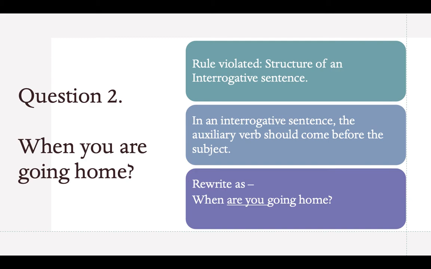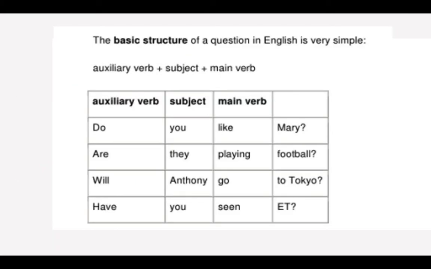Once you identify the problem, then you can rewrite it with your knowledge about the structure of interrogative sentences. In an interrogative sentence, the auxiliary verb should come before the subject. Therefore, you rewrite it as when are you going home? In the next slide, I have put the table which will help you to understand the structure of an interrogative sentence. The basic structure of a question in English is auxiliary verb, subject, main verb.